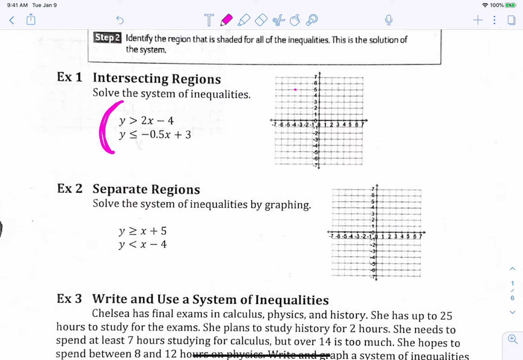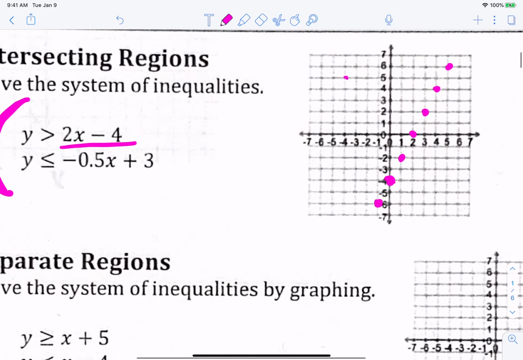So I treat this just like he's an equal sign, but then the shading is going to come into play later on. So I'm looking at the 2x minus 4, and I start at -4, and then I go up 2 over 1, up 2 over 1, up 2 over 1, or down 2 to the left 1, okay? And is that supposed to be a dotted line or a solid line? Dotted. It is supposed to be dotted because it's just greater than, not equal to, right? So just a dotted line.